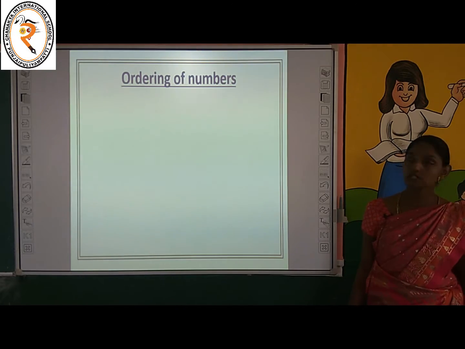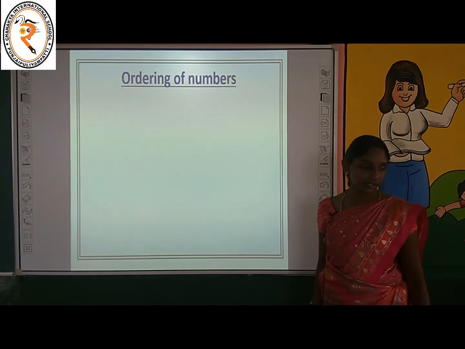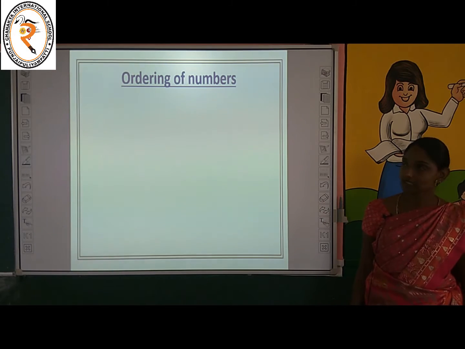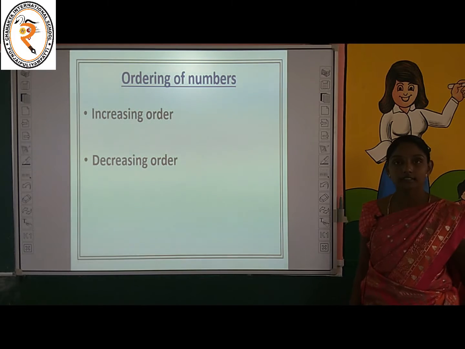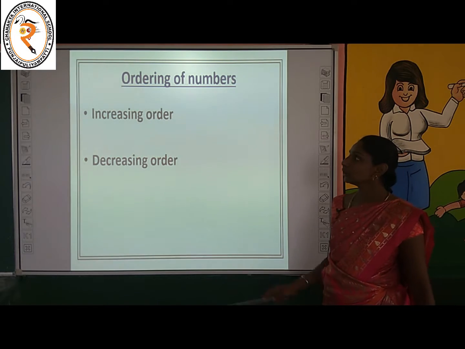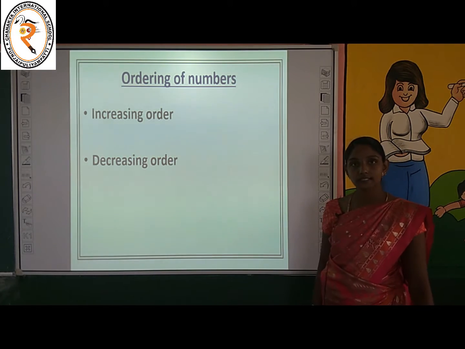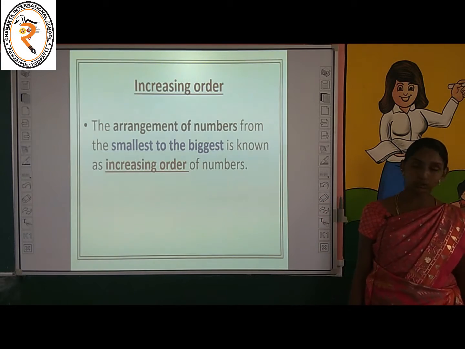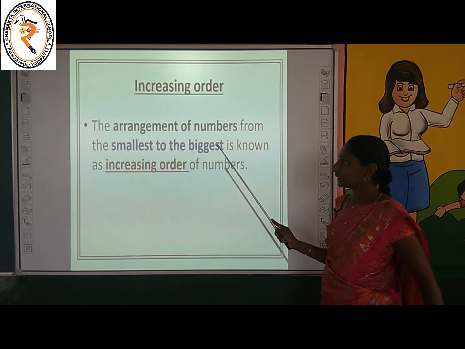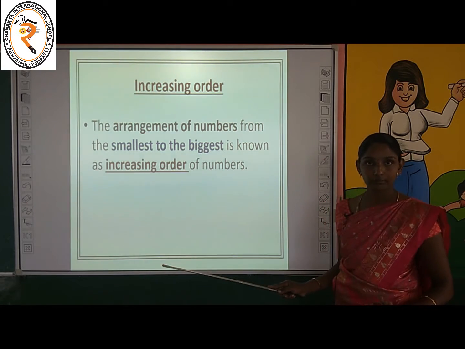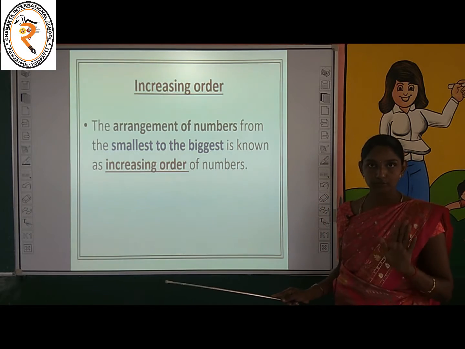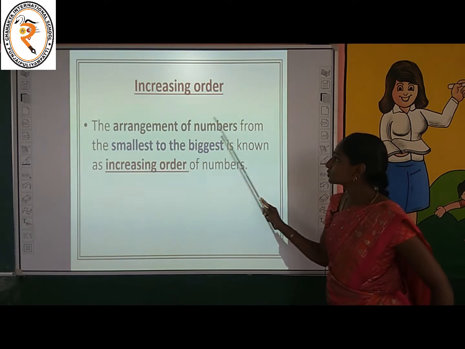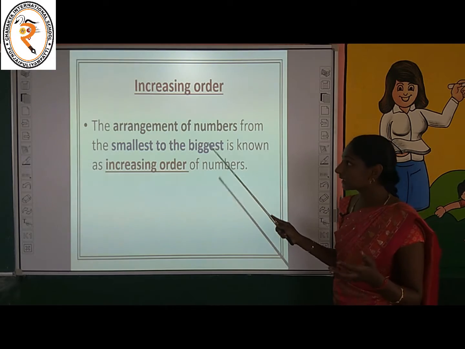Super. The next topic, ordering of numbers. Children, what have we learnt in this topic? Yes, increasing order, decreasing order. Now tell me, what is increasing order, what is decreasing order? Super. Let us recall with an example. Increasing order means it is an arrangement of numbers. Both are arrangements of numbers. Only the arrangement differs. The arrangement of numbers from where to where?